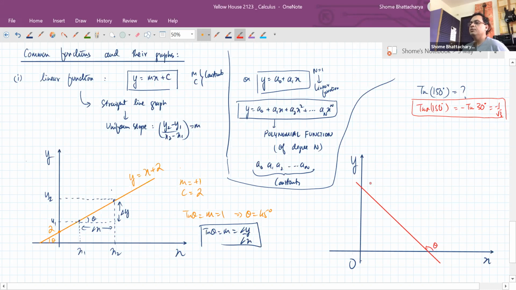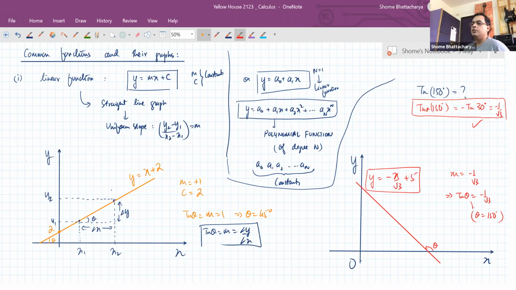So this is a case. So for example, if I take the line y is equal to minus x by root 3 plus 5. Okay. So here, this line will have a slope minus 1 by root 3. So that means tan theta is minus 1 by root 3. That means this theta must be equal to how much? It must be 150 degrees, as we've just seen with this formula. Okay. Whereas this y-intercept is plus 5. So it's cutting the y-axis at the point plus 5.